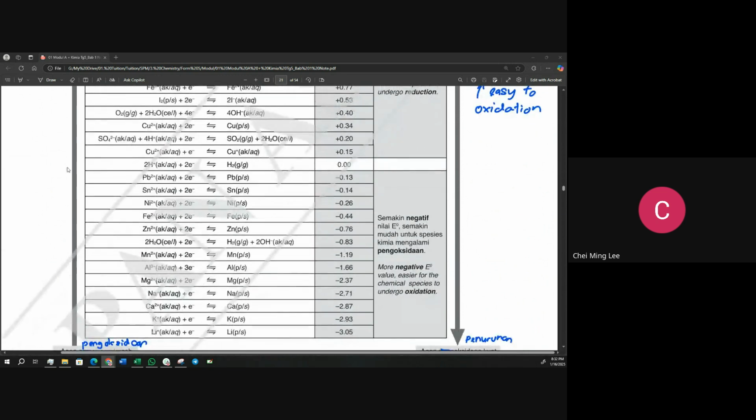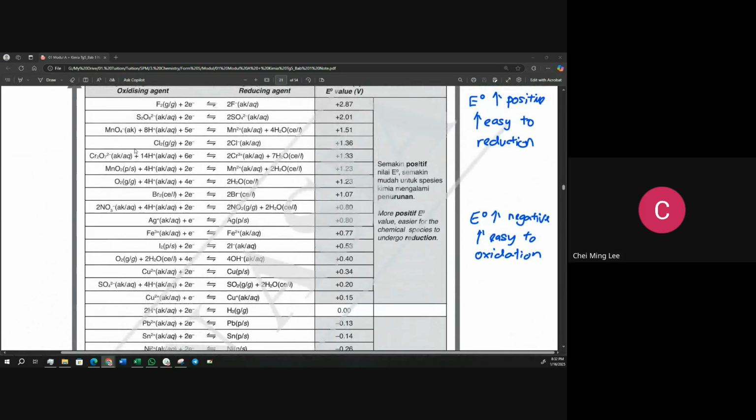Compared to this, non-metals are the ones who receive electrons, so there are fewer electrons around them. That's why they are more positive. So a more positive electrode value is easier to reduce, and a more negative value is easier for the oxidation process. Jot down this one.